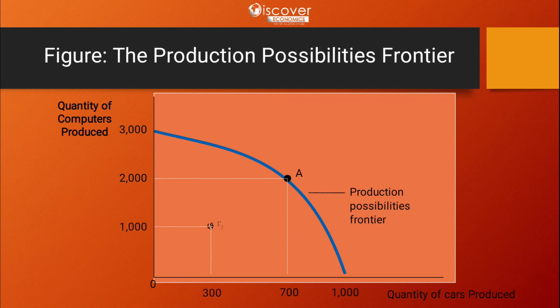Another point, if it is inside the curve, will show that we didn't use the resources to the full capacity. Some of our resources are unused until now. So this tells us about the under-utilization of the resources that we have.